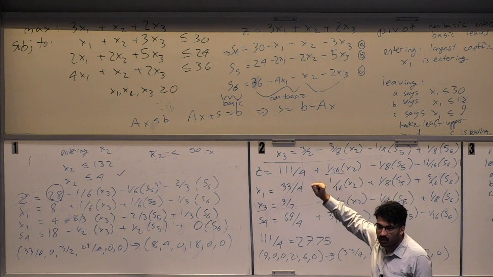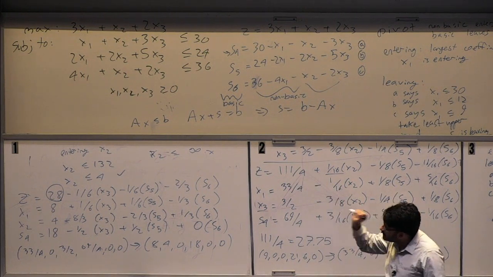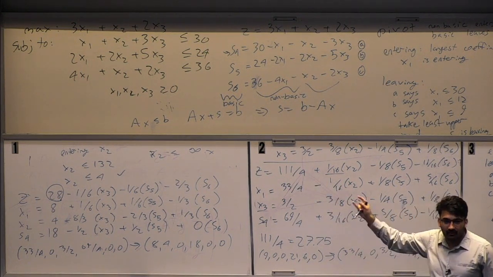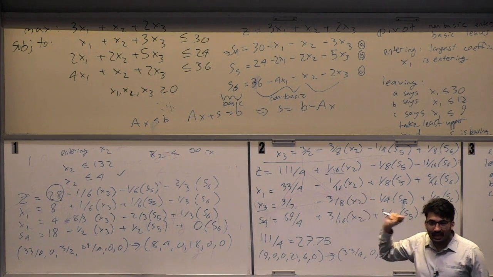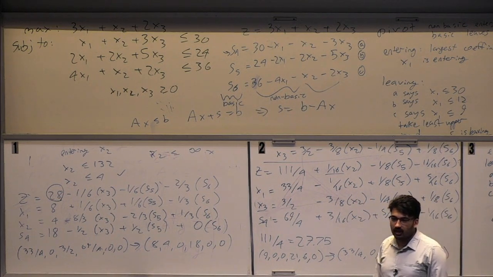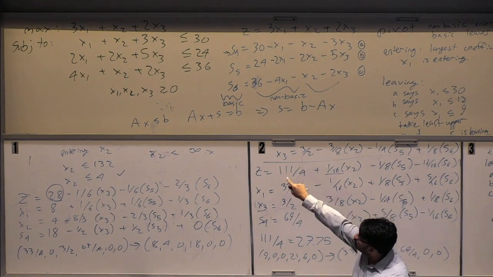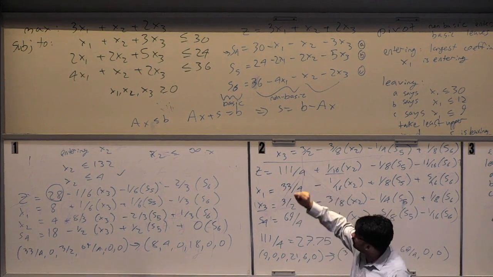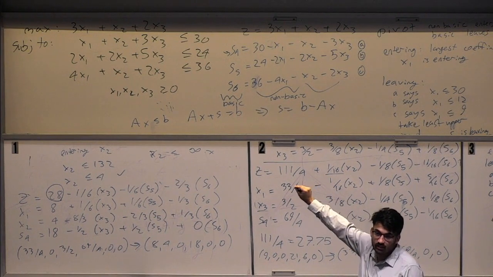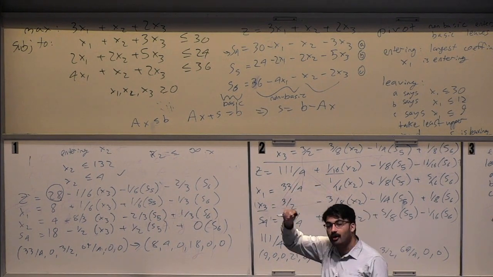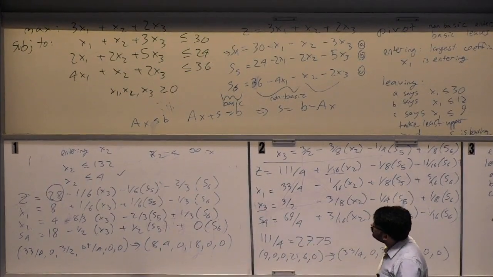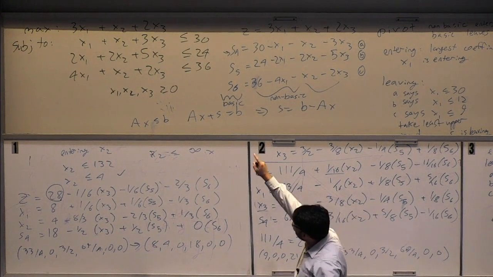If s5 and s6 are the slack of the second and third inequalities, and the slack is zero, then we know those two equations are tight. So we know the optimal solution has the second and third equations equaling 24 and 36. So those two are tight. We're on the boundary of those two equations. The first one is not tight.